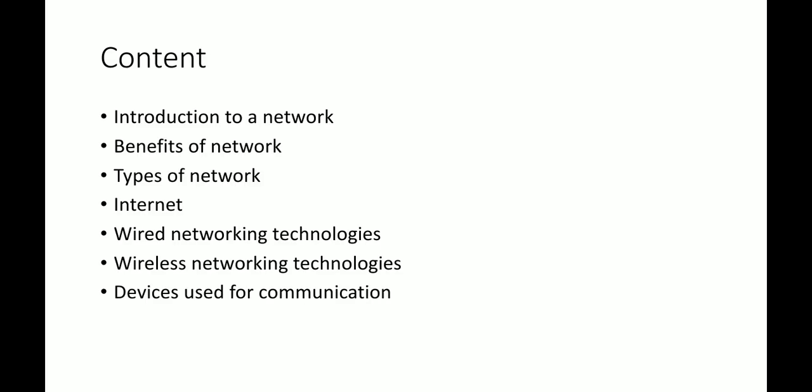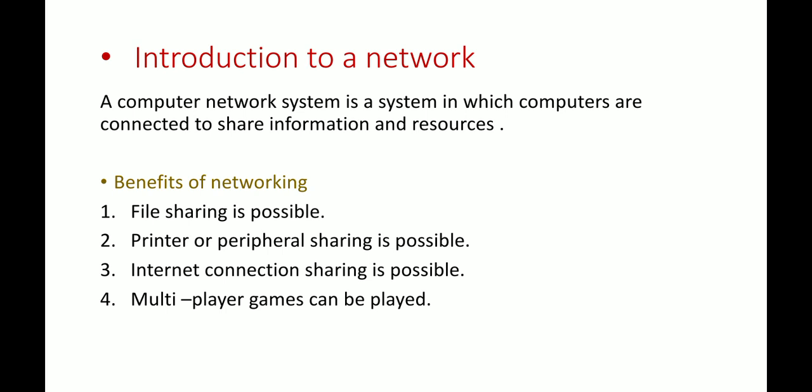These are the contents of this chapter. The first one is introduction to a network. Second one is benefits of network. Third, types of network. Fourth, internet. Fifth, wired networking technologies. Sixth, wireless networking technologies. Number 7, devices used for communication. Firstly, we will go with introduction to a network.